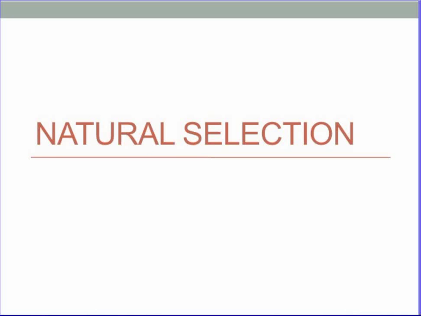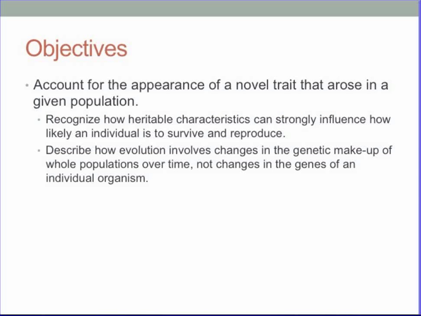And now I'd like to quickly go through the steps of natural selection. So you should be able to account for the appearance of a novel trait that arose in a given population. Recognize how heritable characteristics can strongly influence how likely an individual is to survive and reproduce. And then describe how evolution involves changes in the genetic makeup of whole populations over time, not changes in the genes of an individual organism.